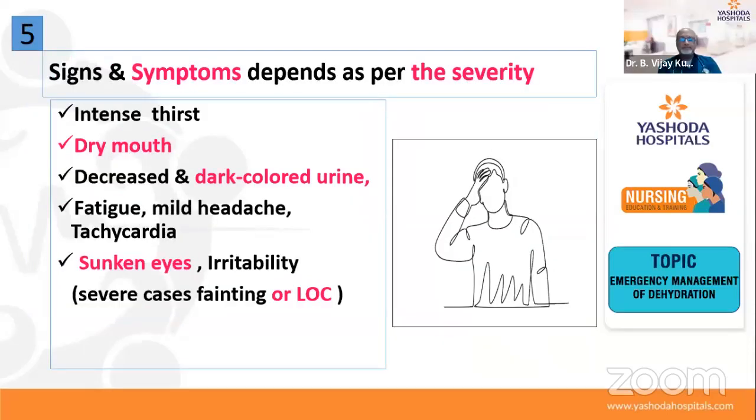Yeah. Now let's look into signs and symptoms. It depends on the severity of the dehydration. There will be intense thirst, dry mouth, decreased and dark colored urine, fatigue, mild headache and tachycardia, sunken eyes, mostly seen in the pediatric group, and irritability. Even a loss of consciousness and fainting can be seen in severe cases.